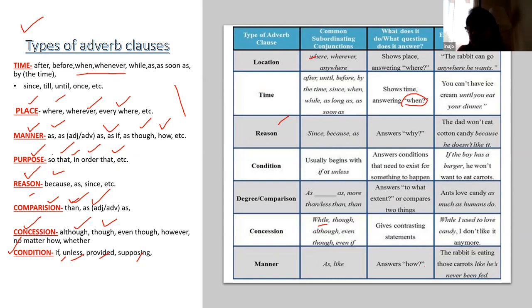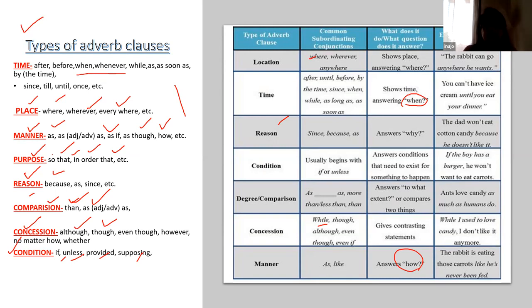So what is the question that you ask? How? The rabbit is eating those carrots like he has never been fed. Tamane se rabbit ta emiti khauchi, jemiti ke se kebe khaini. Kemiti khauchi? How? When you ask this question, how, you get your adverb clause of manner.